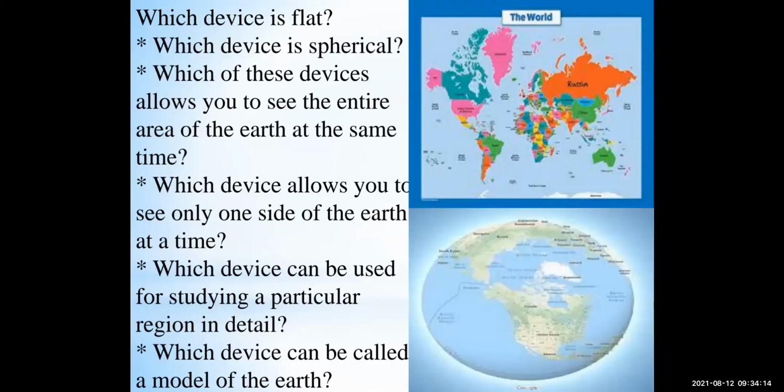A map is a flat device, and a globe is spherical in shape. The entire area of the earth you can see at the same time through a map. Spherical means in the shape of a sphere. The globe is in spherical shape, and it allows you to see only one side of the earth at a time. If you want to study a particular region in detail, only a map is useful to you. And the globe is the device which is the model of the earth.